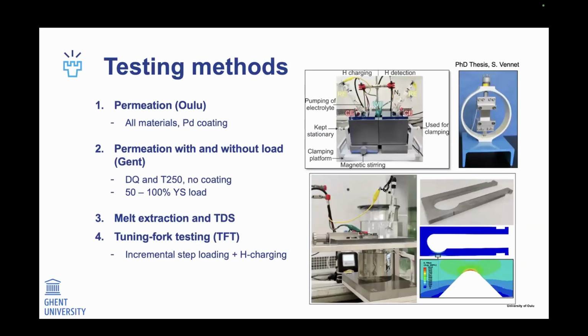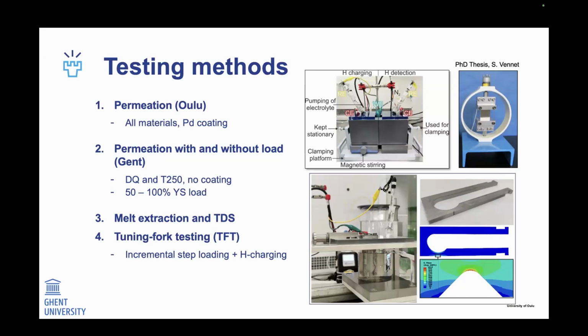As for the testing methods, we utilized a permeation technique, first in Oulu. For this, we used palladium coating on the detection site, and we used the successive transient method for calculation of diffusion coefficients. Then we did permeation with and without loading in Ghent. For those, we did not use coatings because we're utilizing loads. And there we used from 50 to 100% of the yield strength.